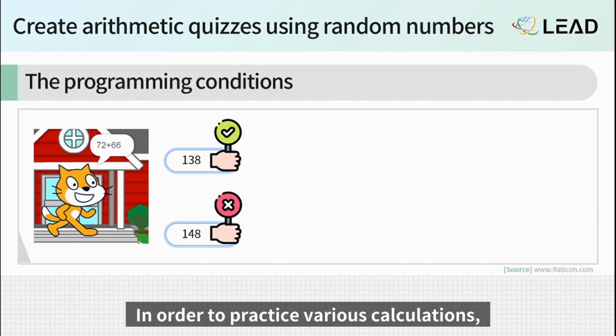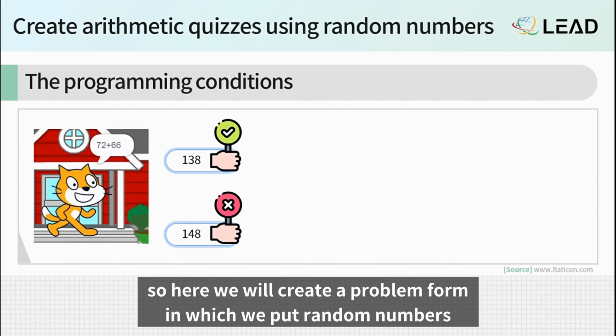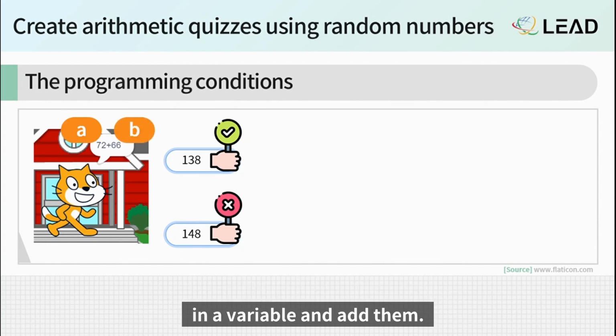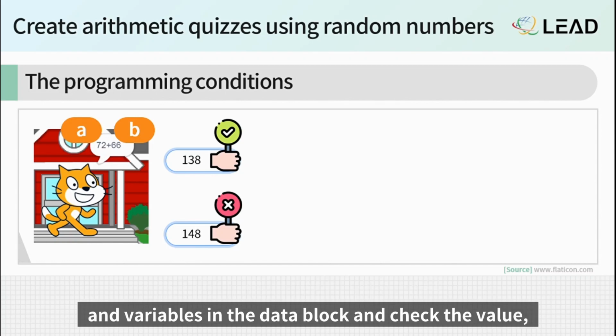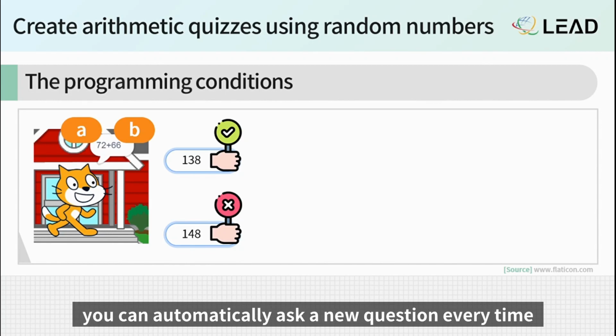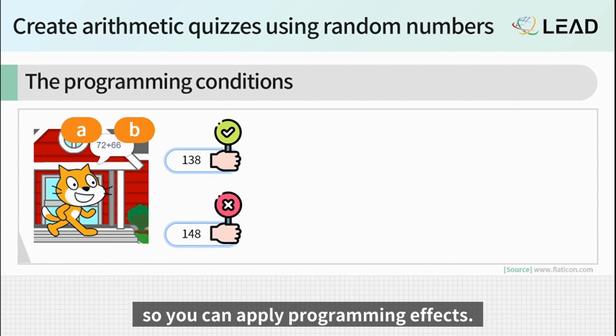In order to practice various calculations, we need to code the problem so that it is different each time. So here we will create a problem form in which we put random numbers in a variable and add them. If you use the method to store a value using random numbers and variables in the data block, and check the value, you can automatically ask a new question every time, and automatically score the answer to the question. So you can apply programming effects.